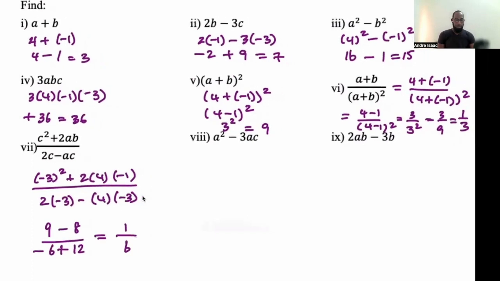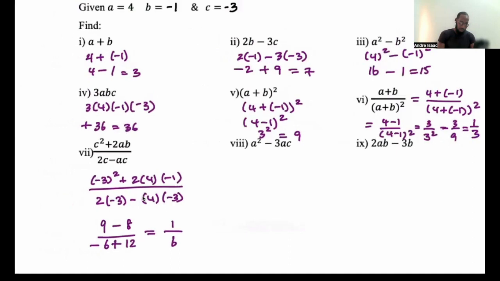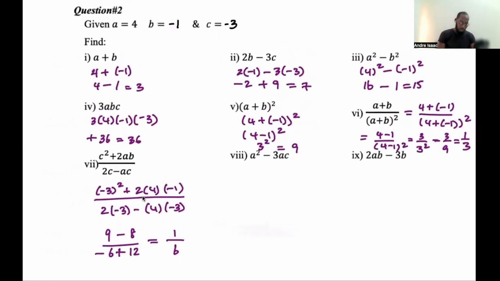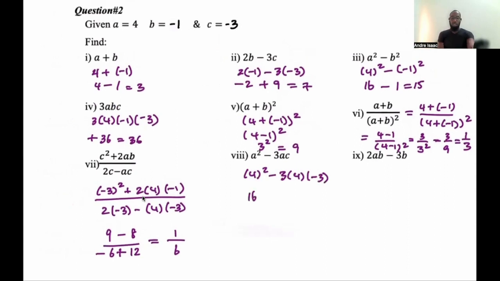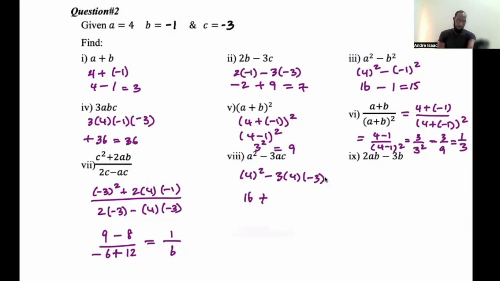Last two questions. So a squared, so we have 4 squared minus 3 by a, which is 4, and c, which is -3. 4 squared, 16 minus, well, let's check if it's a minus. Multiplying different signs, minus, keep the minus in your head, and then you're multiplying same signs, plus, so it's supposed to be plus here. 3 4s are 12, 12 3s are 36, right? 16 plus 36 is 52. 52 is the answer.